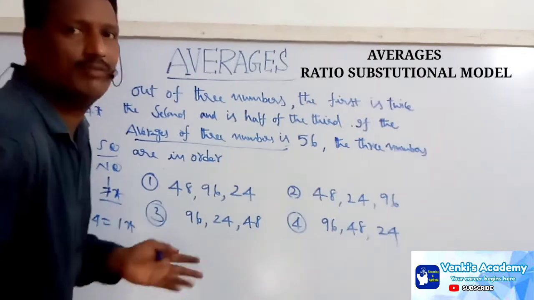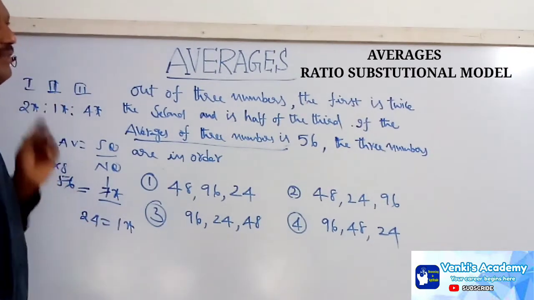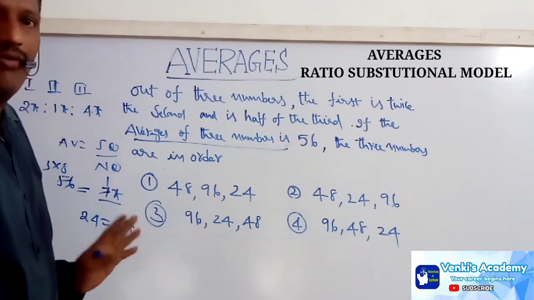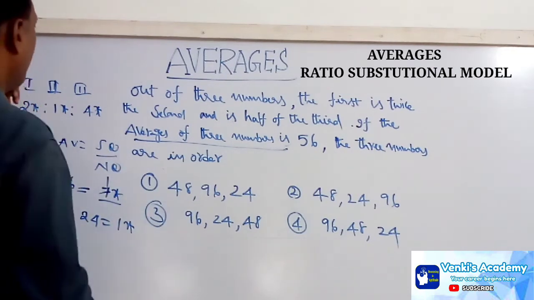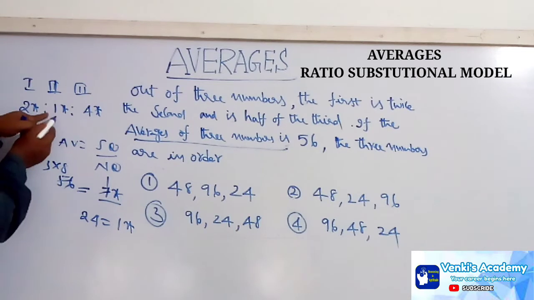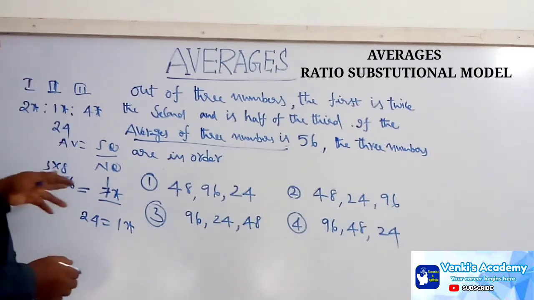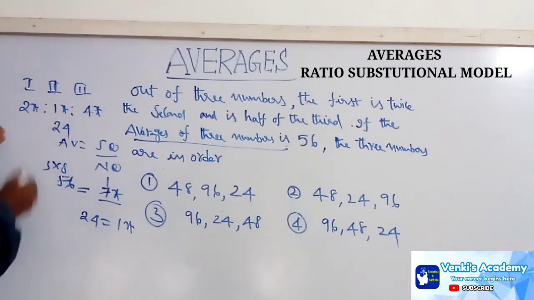What is the meaning of 1x? 1x means 1 part equals 24. Now we have to find each part value, which is 24, using the ratio comparison. The second number is 1 part, that means 24. So the first number is 2 parts. 2 parts means 24 twos are 48.